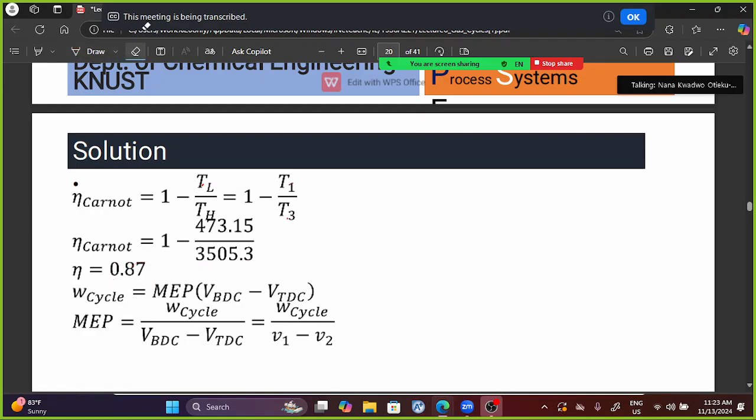Now, the other part is to find the mean effective pressure, and we need the VBDC and the VTDC. So we need the volume at point 1 and point 2. We're given the pressure at 1 and the temperature at 1, right? And we know that after the compression, we know our compression ratio, so we can find the pressure at 2. We already know the temperature at 2.